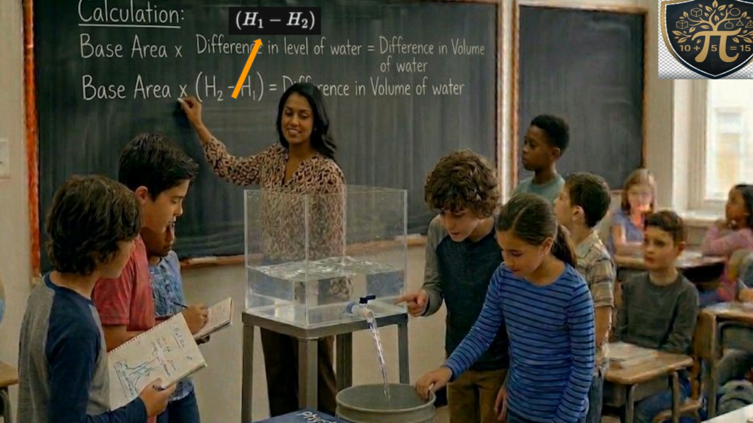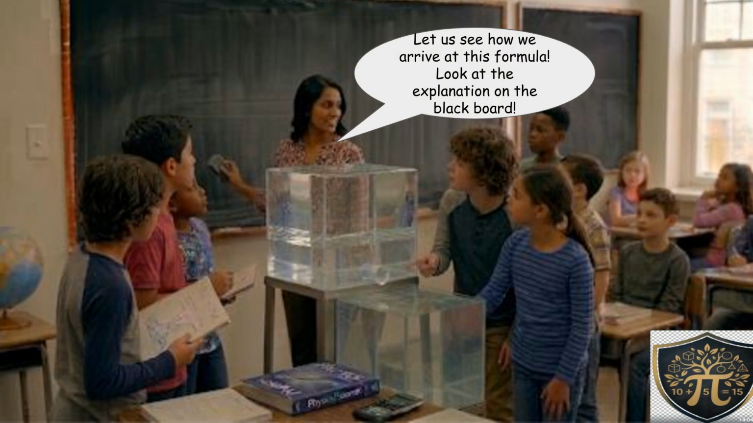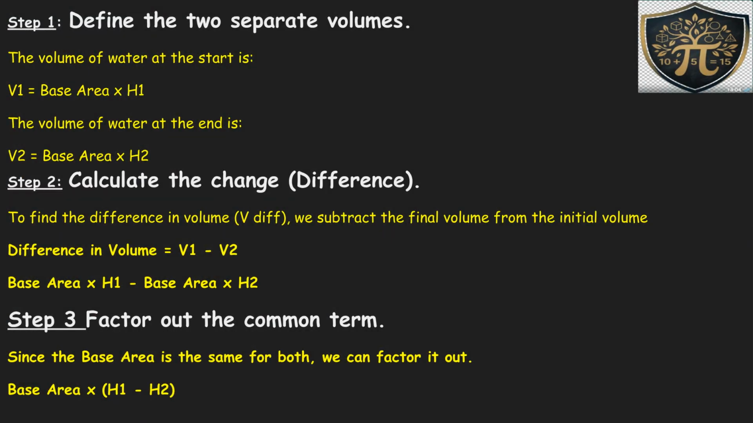Let's break it down step by step to understand the logic behind calculating the difference in volume. Let us see how we arrive at this formula. Look at the explanation on the blackboard for clarity. Step 1. Define the 2 separate volumes. V1 equals base area times H1 and V2 equals base area times H2. The volume of water at the start is V1 equals base area times H1. The volume of water at the end is V2 equals base area times H2.